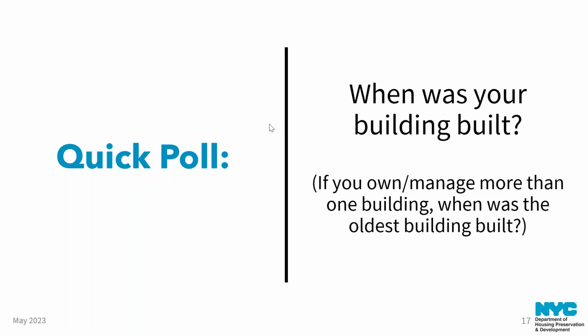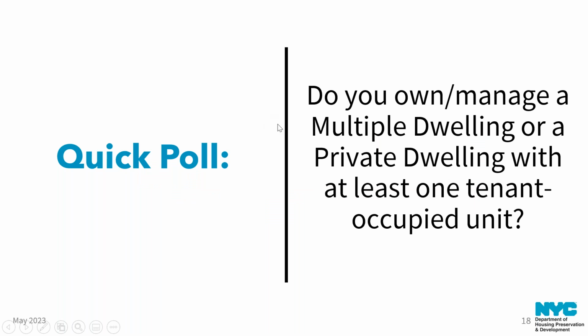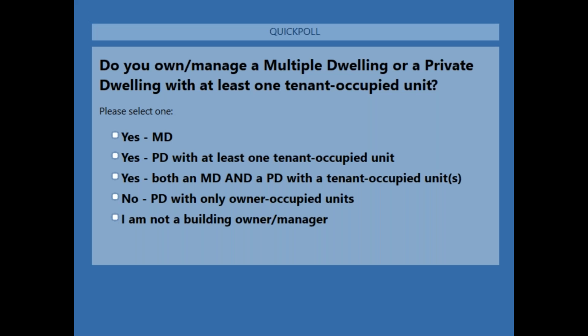I'm going to ask one more question here that will also help determine whether Local Law 1 applies to your building. Give me 1 second to bring up our poll. Okay. Do you own or manage a multiple dwelling or a private dwelling with at least one tenant-occupied unit? Again, a reminder that a multiple dwelling is a building with 3 or more units, and a private dwelling is a building with 1 or 2 units.